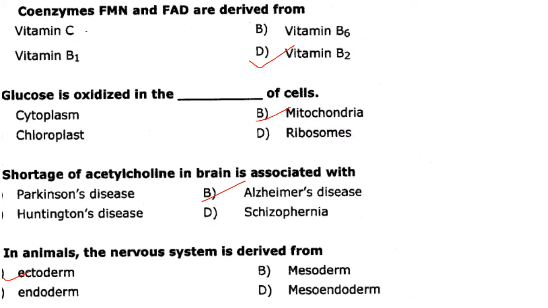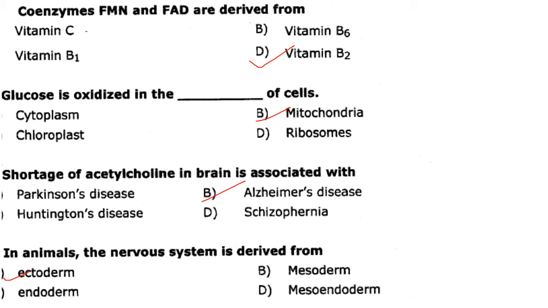Then coenzymes FMN and FAD are derived from vitamin B2. So answer is option D. Vitamin B2 is riboflavin. The next one. Glucose is oxidized in the dash of cell. Glucose is oxidized in the mitochondria of cells.